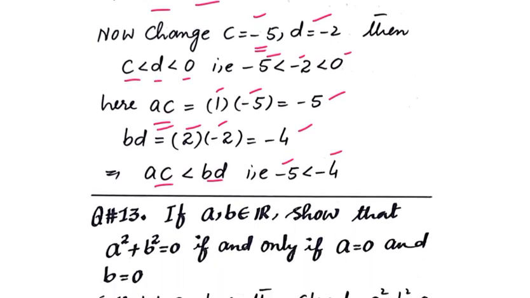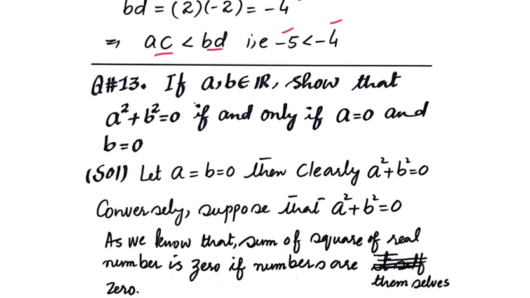Question number 13. This is also a very simple question. In this question we have to show that if A and B are two real numbers, then their sum of squares is 0 if and only if the numbers are 0.